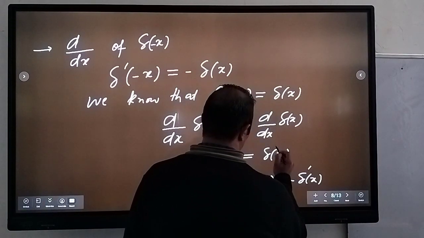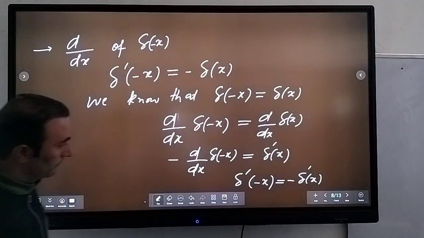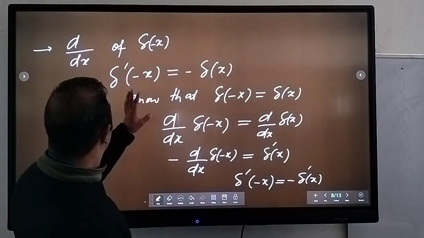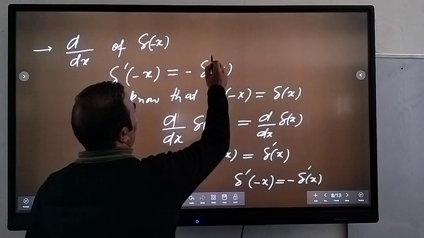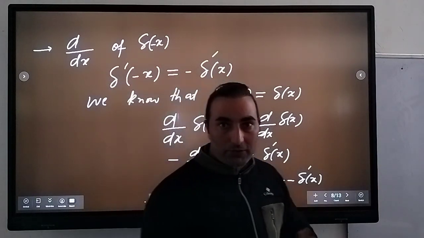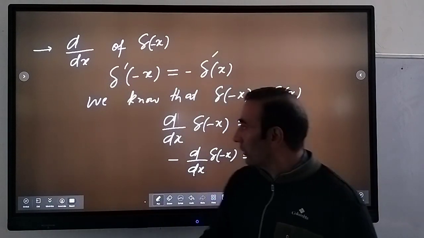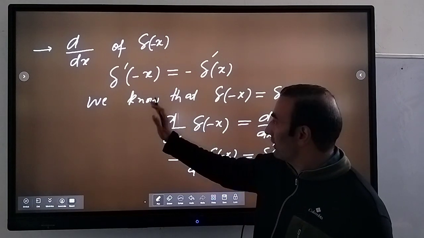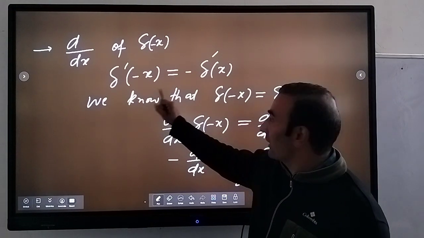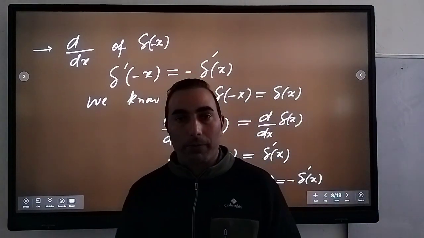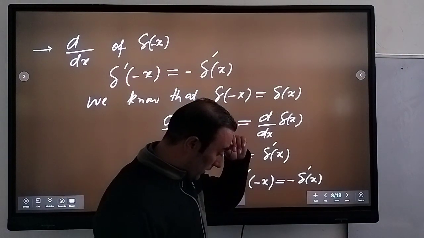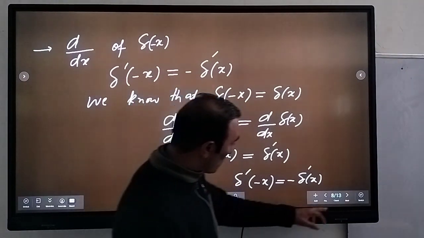I made a mistake here, because you need to differentiate on both sides. So we have to differentiate both sides, and you'll get delta prime of minus x equal to minus delta prime of x. Right? So this was another property of the delta function, and we have one more property.